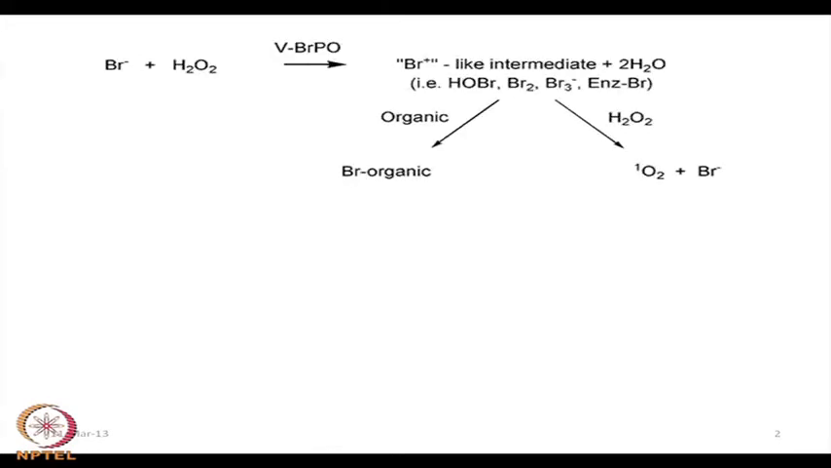For a typical transformation, Br minus is reacting with H2O2, and our catalyst is vanadium bromoperoxidase. What is forming over there is Br plus, which is written within inverted commas, a Br plus like intermediate, because it is not only Br plus that is formed, but also other species like HOBr, where we can consider formally that HO is the negative part and Br is the positive part, then it is Br plus.